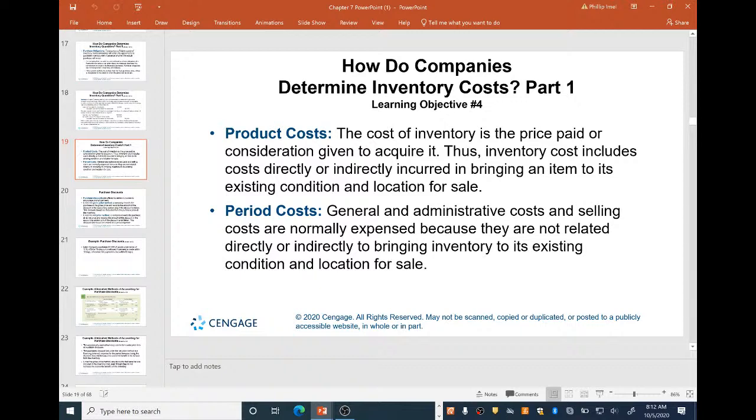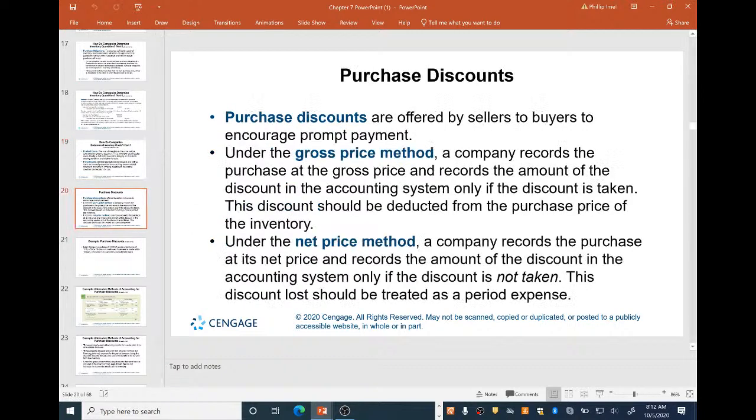Purchase discounts. We can record at either a gross price method or a net price method. Under the gross method, we're just going to account for the sale at the gross price without factoring in the discount. And then once we collect it, whether they take advantage of the discount or not is going to determine whether we have to add additional sales revenue or take some away based upon that entry.